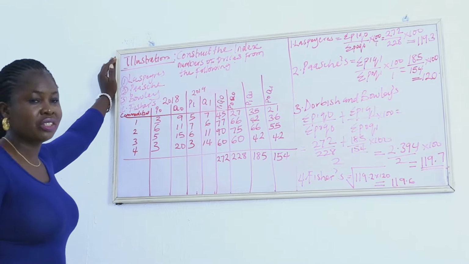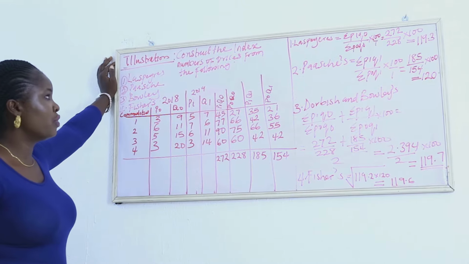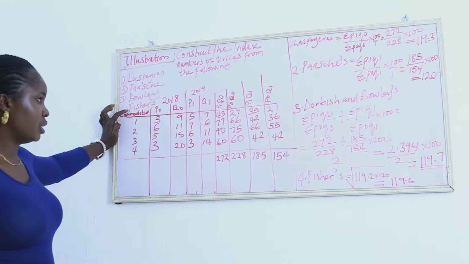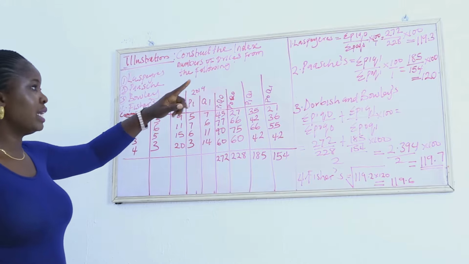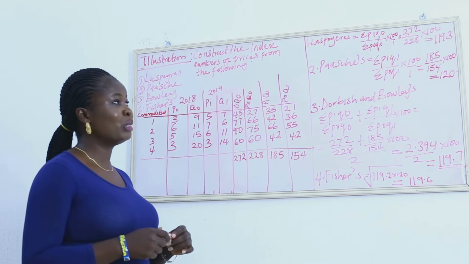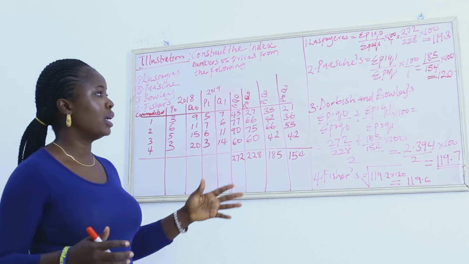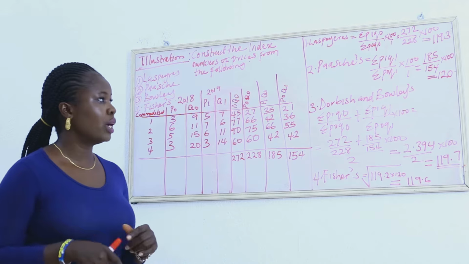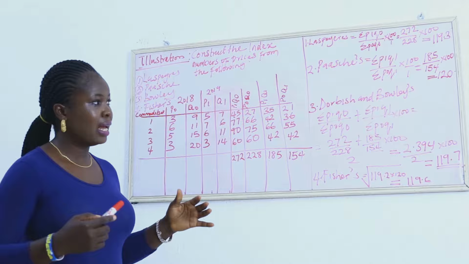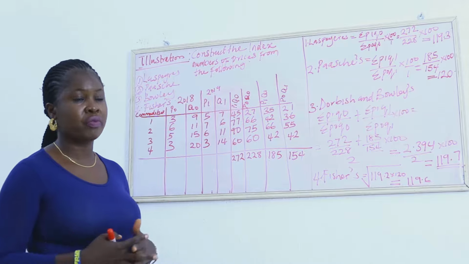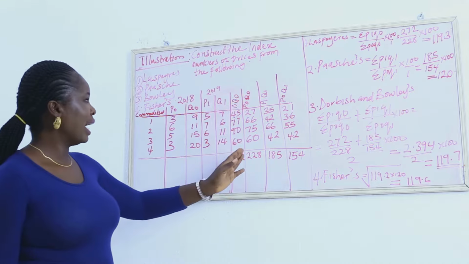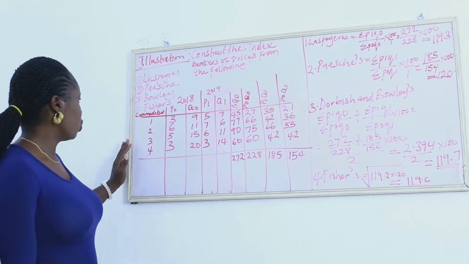Okay, this illustration now says construct the index number of the prices of the following using Laspeyres, Paasche, Dorbish-Bowley and Fisher's. Don't forget that the formula for Laspeyres is summation of P1 Q0 all over summation of P0 Q0 times 100, and Paasche is summation of P1 Q1 all over summation of P0 Q1. The basis or the foundation of every other formula is Laspeyres and Paasche. Then looking at the formula, how do we get what we need to do? This is the question on the board.